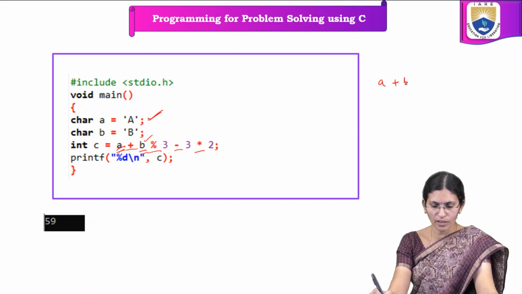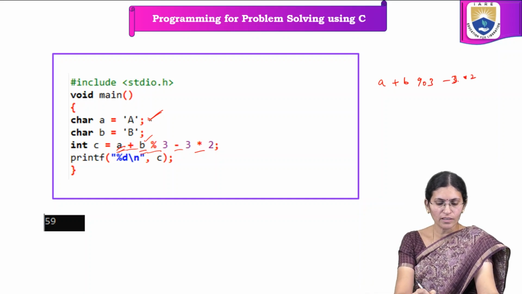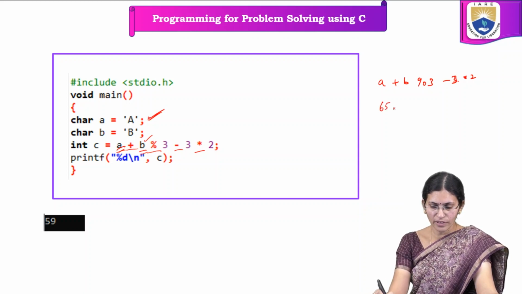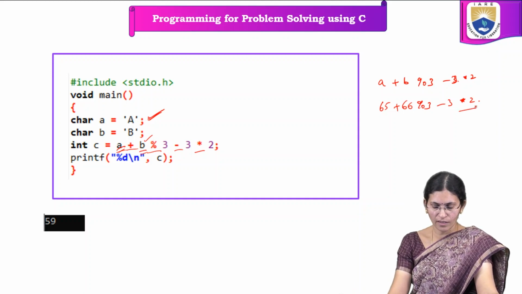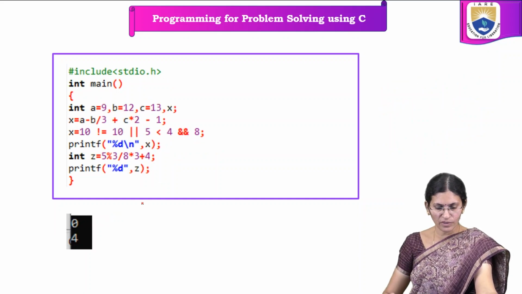So A is equal to A plus B mod 3 minus 3 into 3. We know that the ASCII value of A is 65, so that will be taken, and then the ASCII value of B is 66. This mod 3 minus 3 and then 3. First, this has the highest precedence, so therefore this will be evaluated. After that this will be evaluated. So 66 mod 3 is 0. We'll get 65 minus 6 is equal to 59. So in this way this expression will be evaluated.